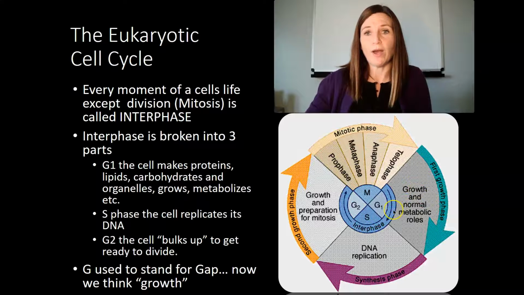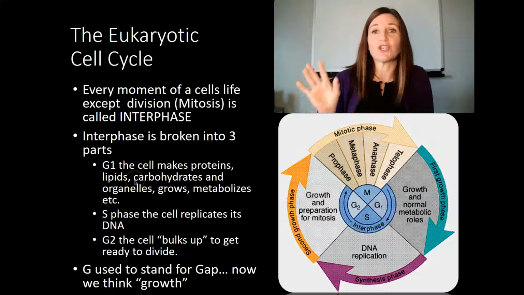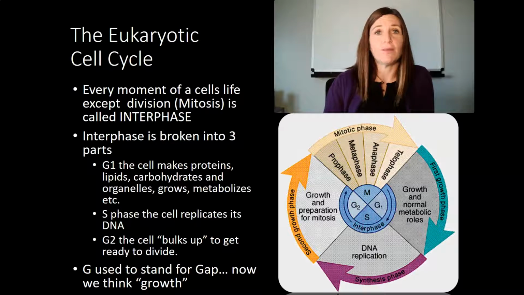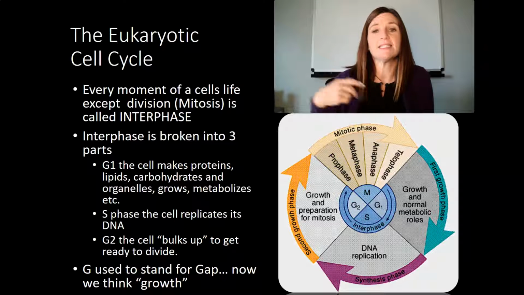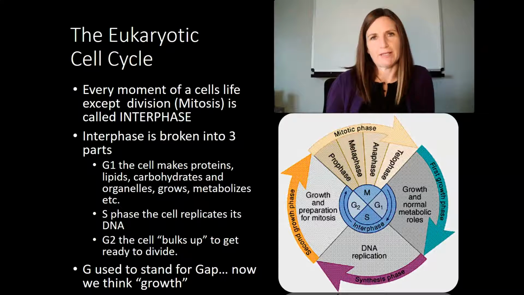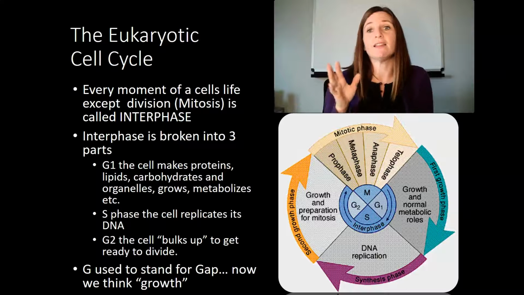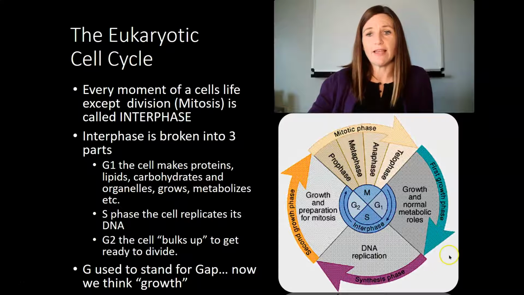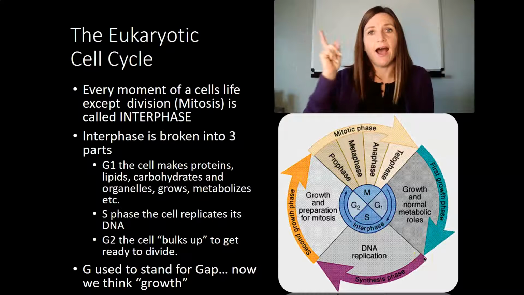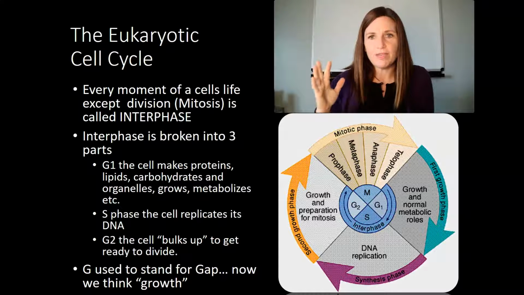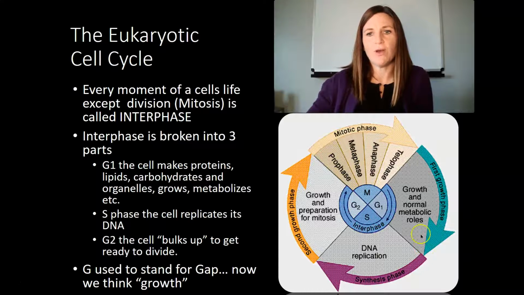So starting with G1. G1 is when the cell's just going about its daily life. These are when the cell's just making proteins or lipids or carbohydrates. It's doing protein synthesis. It's growing. It's metabolizing. It's just living its best life. That's what G1 is. It's just the cell living, going through its day to day. At some point during the cell's life, it's going to hit a critical point here, and it's going to decide, I'm going to divide. Everything from the end of G1 out is really a committed step towards cell division.